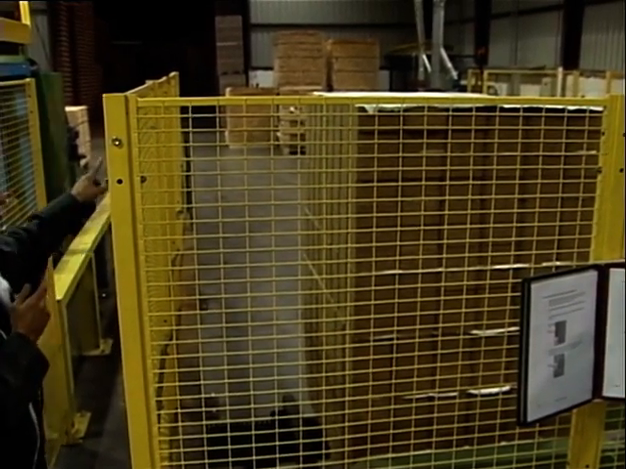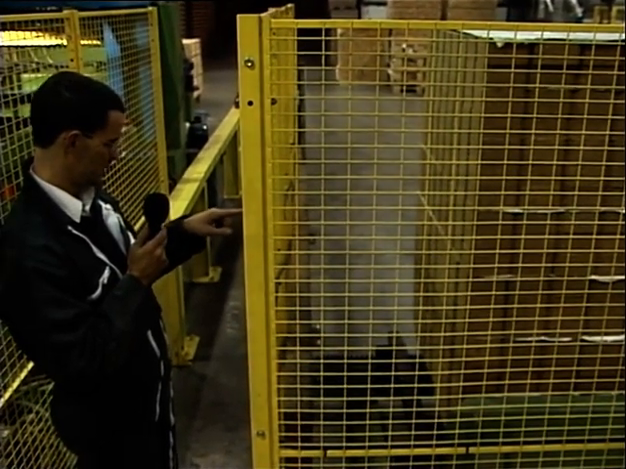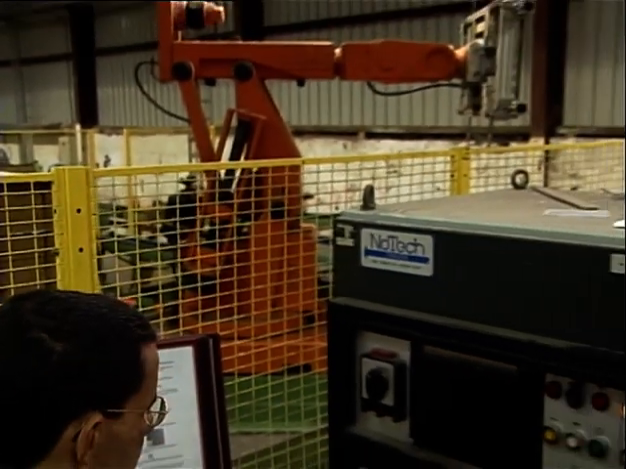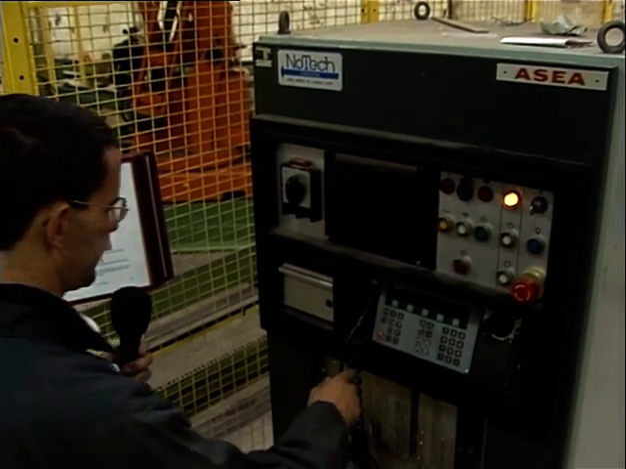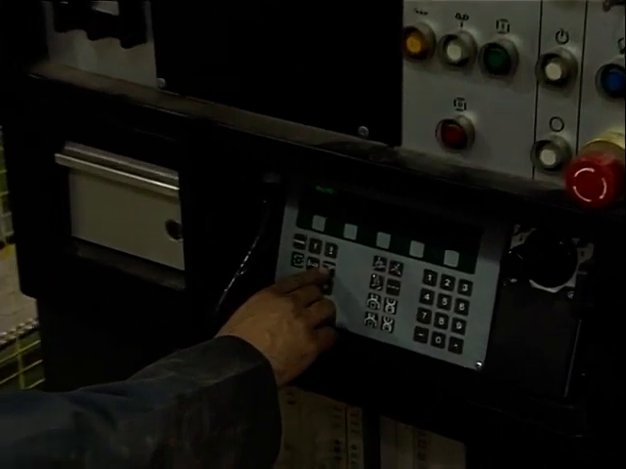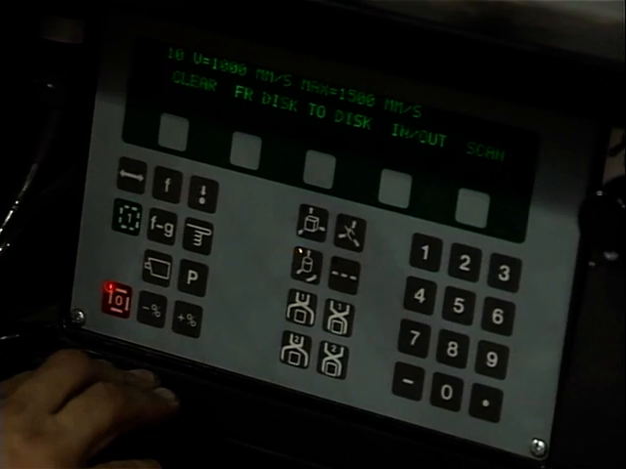On stack 10 we have 10 layers. And on stack 20 we have 19 layers. Now we are giving the quantity of layers of each stack to the computer of the robot. Therefore, we are going to the manual mode of the robot by pushing the hand button.